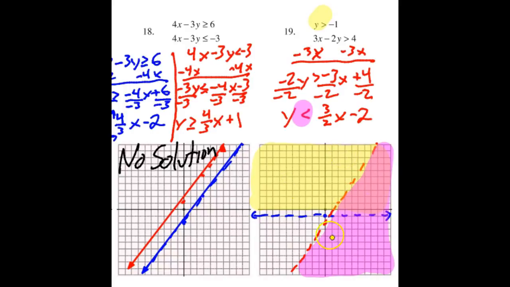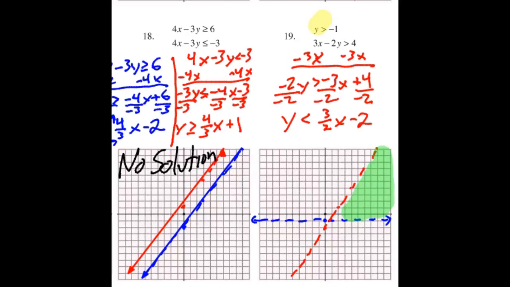So we erase this part and erase this part, and keep only this. This part is below the red line but above the blue line. Okay, that concludes the review. Make sure you can do this entire review on your own with no help, and then you'll be ready for the test. Good luck.